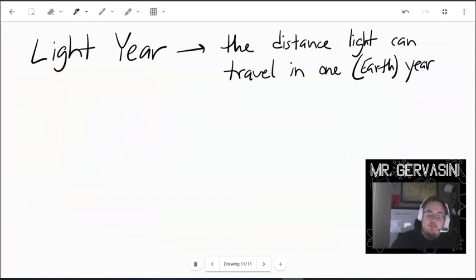I wasn't even going to say Earth. That's a good way to differentiate, Hike. So good addition. All right. Distance light can travel in 1 year. And this is also in a vacuum.